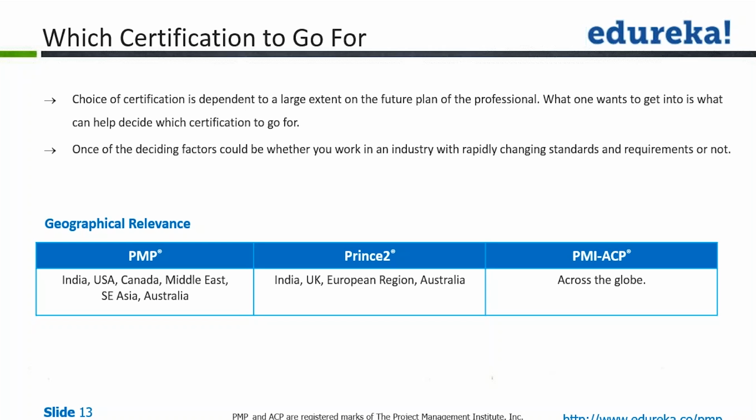Okay, and which certification to choose? You need to take a call on what is the industry that you're working in, which location you are based out of, and which location your customer is based out of. Because if you see the table below, on geographical relevance, it says PMP has a prominent presence in India, USA, Canada, Middle East, Southeast Asia, and Australia, whereas Prince2 is quite popular in India as well, UK, all the European region, and Australia, and PMI-ACP is across the globe.